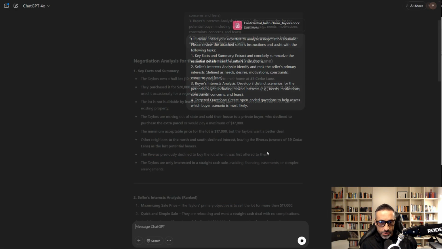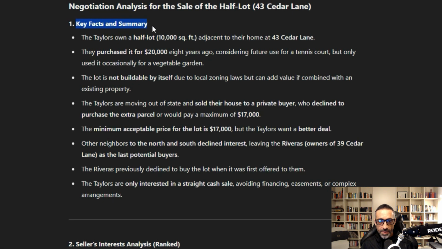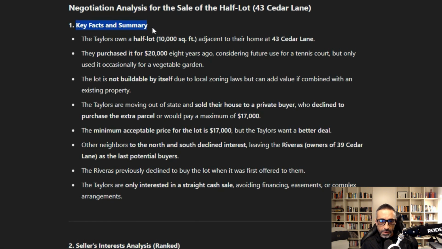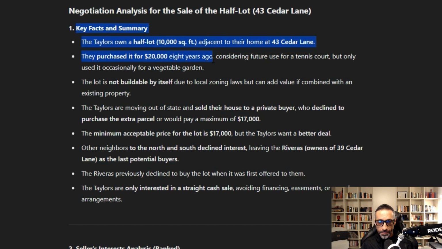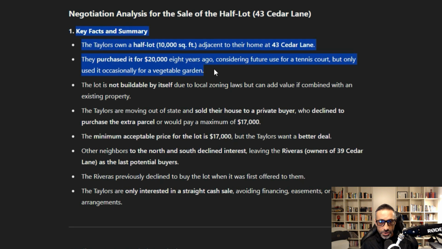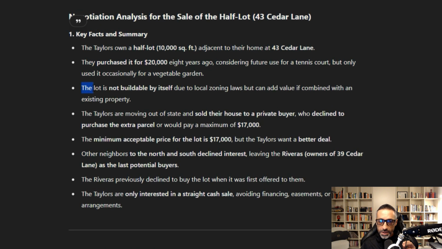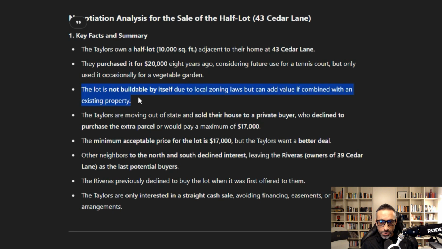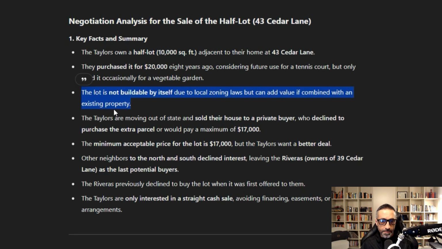Let's see the response. Key facts and summary. The Taylors own a half lot next to their home. They purchased it for $20,000 8 years ago. Considering future use for a tennis court, but only use it occasionally for a vegetable garden. Now, what is important is that the lot is not buildable by itself due to local zoning laws, but can add value if combined with an existing property.